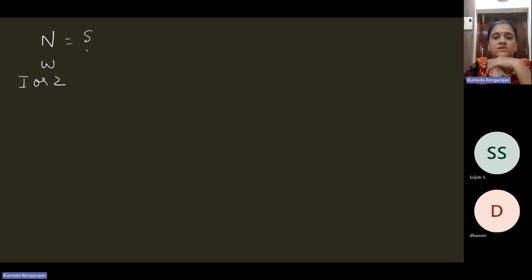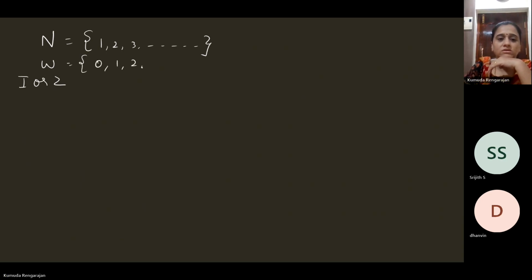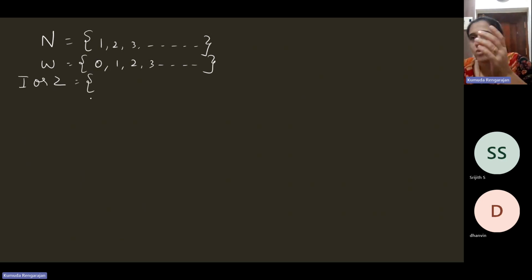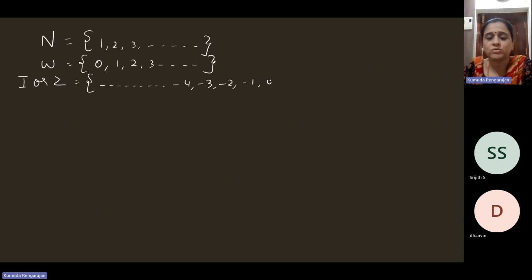The smallest natural number is 1, and the list goes on. The smallest whole number is 0. We do not know the smallest integer, nor do we know the largest integer. From where it starts, we can't say. -4, -3, -2, -1, 0, 1, 2. It goes on like this.